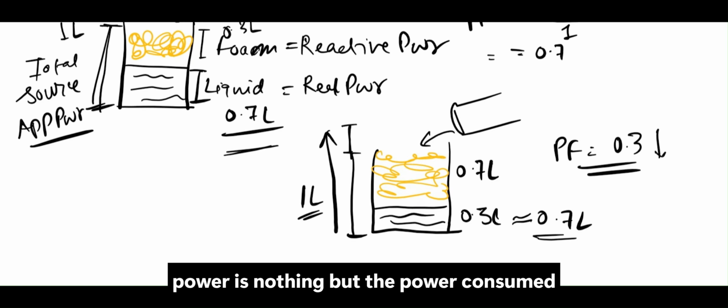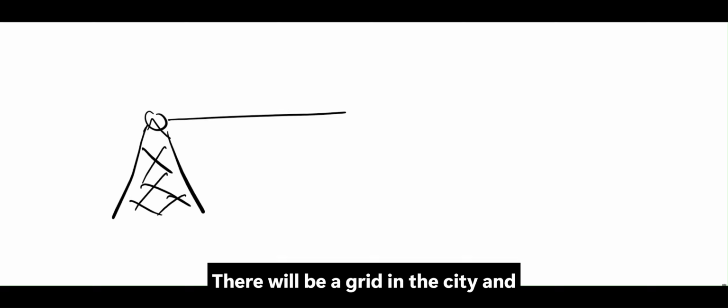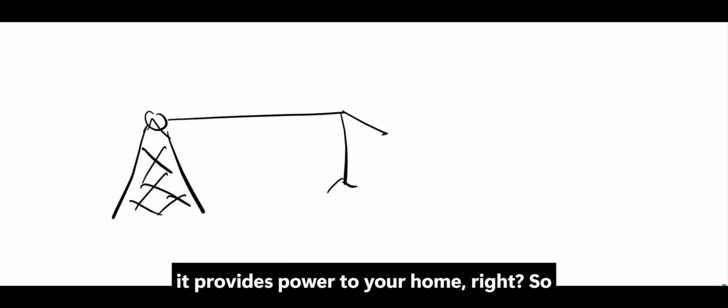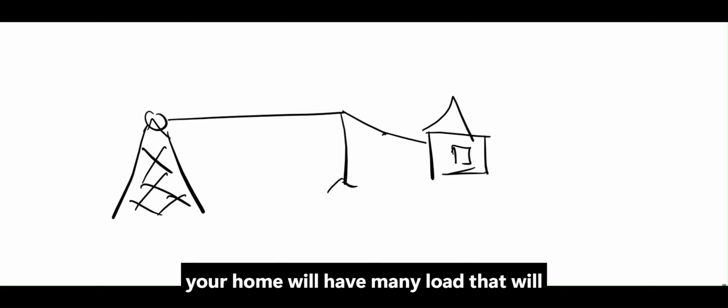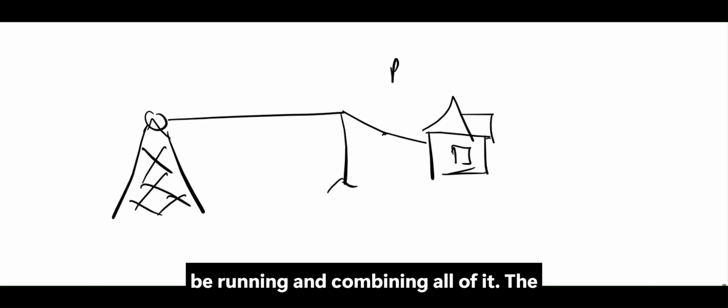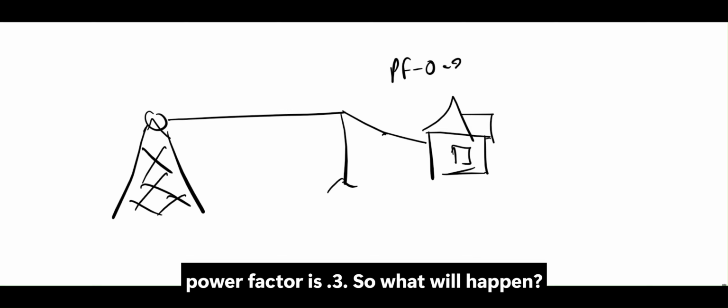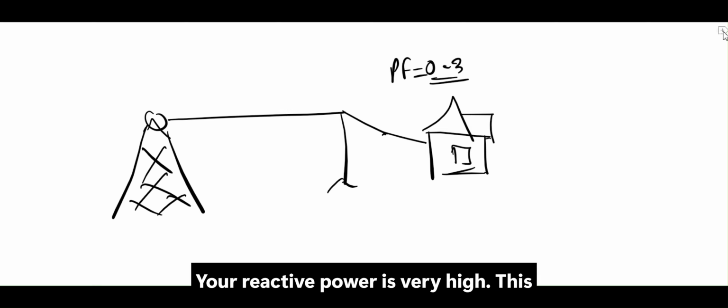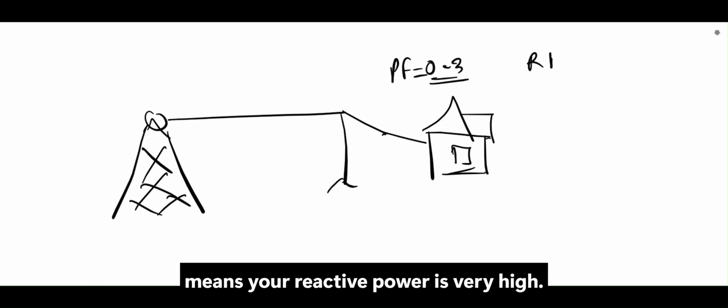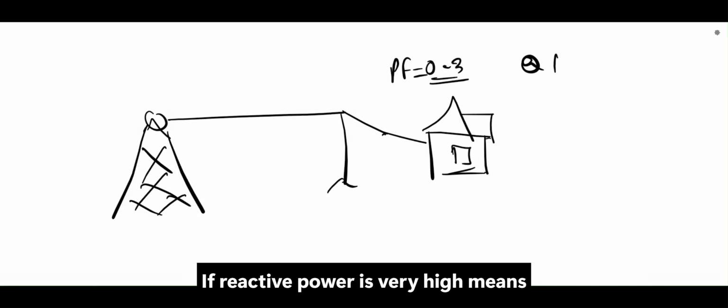So the real power is nothing but the power consumed by the load. Let's say there is a grid in the city and it provides power to your home. Your home will have many loads running, and combining all of them, the power factor is 0.3. So what will happen? Your reactive power is very high.